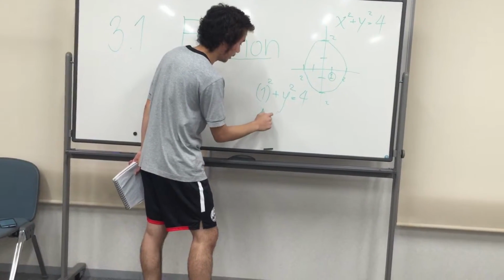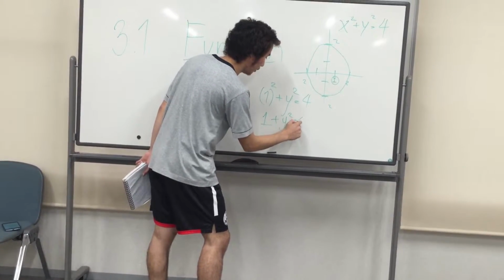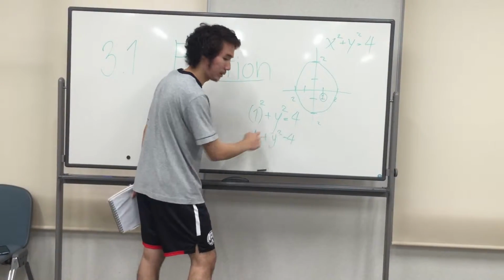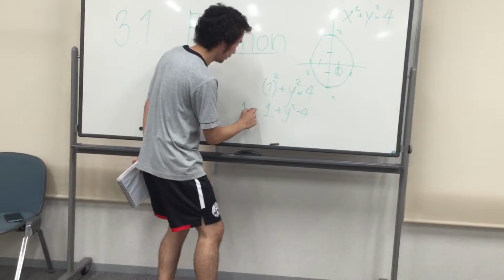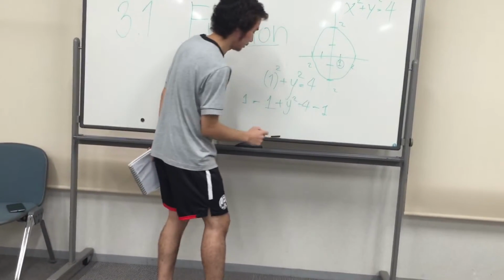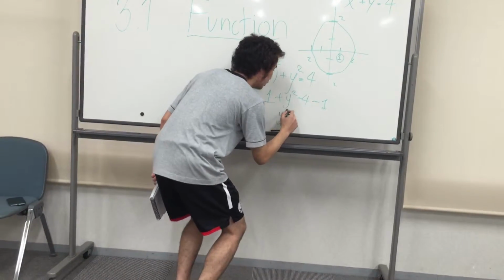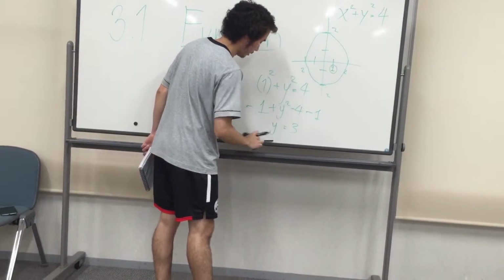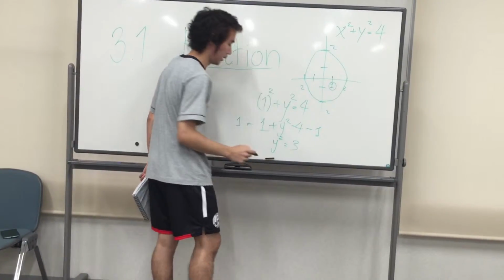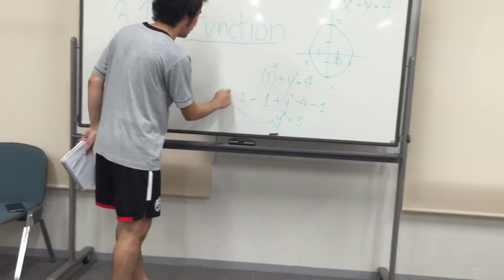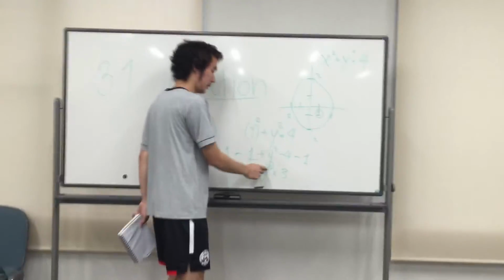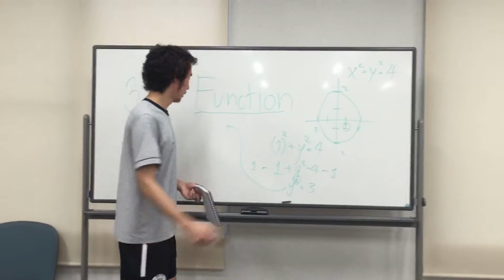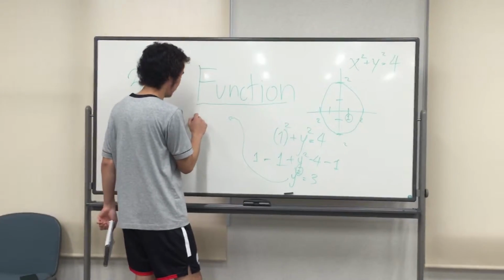First, eliminate the bracket. 1 plus y squared equals 4. Move 1 to the other side, or you can just subtract 1 from both sides. So subtract 1, and it's going to be y squared equals 3. Oh no, sorry, it's y squared. y squared equals 3. What next? I want to eliminate this 2, the little exponent. I'll put it like this.